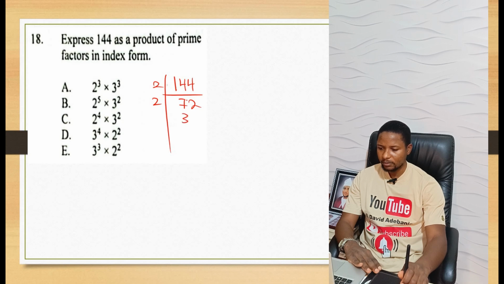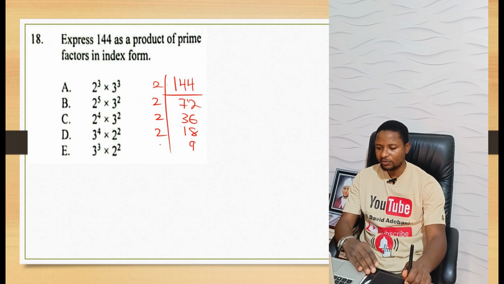Are we good? 2 in 72, you have 36. 2 in 36, you have 18. That's correct. And you proceed. 2 again can go. You have 9. Now 2 cannot go again. Move to the next prime number, and be sure that the next prime number can go, which is 3. And we're sure of that. So 3 in 9, we have 3. And 3 in 3, you have 1.